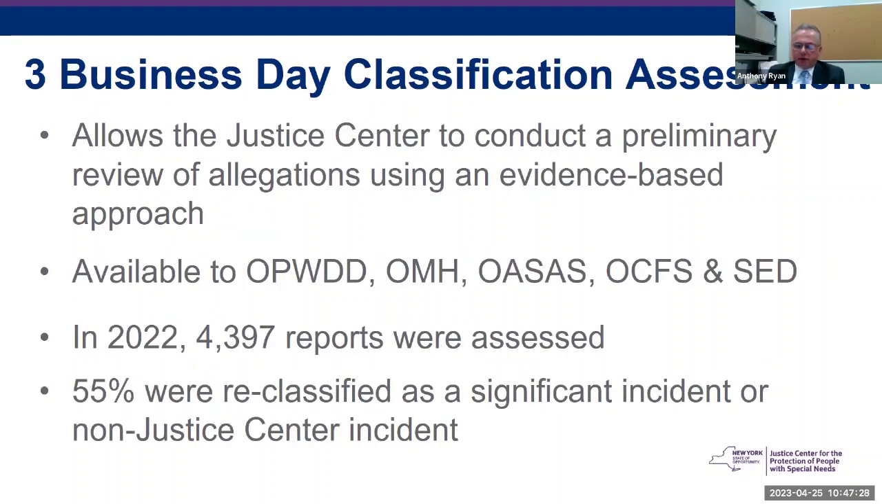Just a few moments ago, I spoke about our 3 business day classification assessment. What that does is allow the Justice Center to conduct a preliminary review of allegations using an evidence-based approach. If a report goes through our 3 business day review, we reach out to the agency. We have a point of contact with each agency, and we ask them for additional information that will allow us to either support what's reported or to enhance the classification and reclassify that.